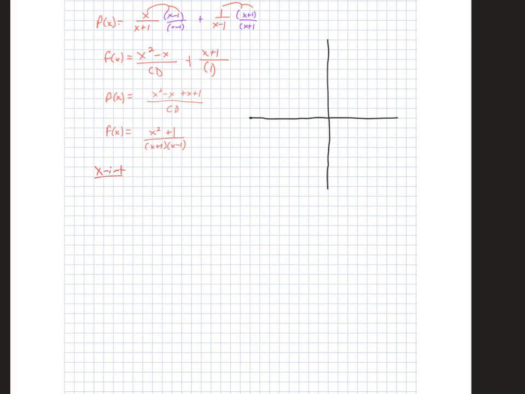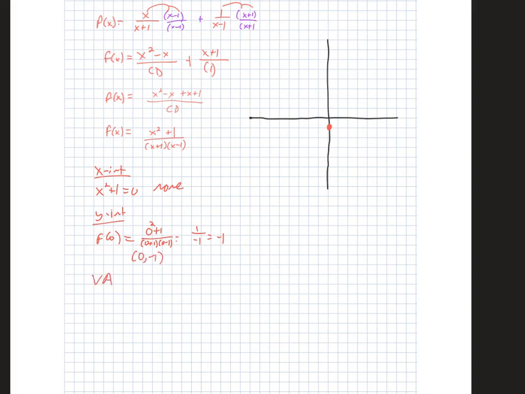For my x-intercepts, it's where my numerator equals 0, x squared plus 1 equals 0. Never, so there are none. There are no x-intercepts. The y-intercept is the function evaluated at 0. Therefore, when I plug in 0, 0 plus 1 over 0 plus 1 times 0 minus 1 equals 1 over negative 1. So 0, negative 1 is my y-intercept.